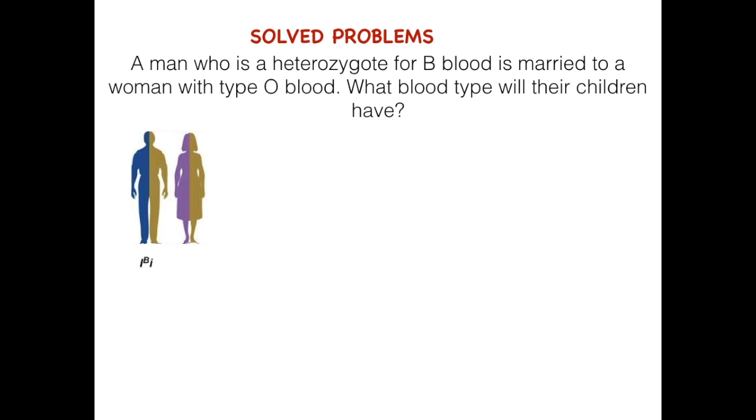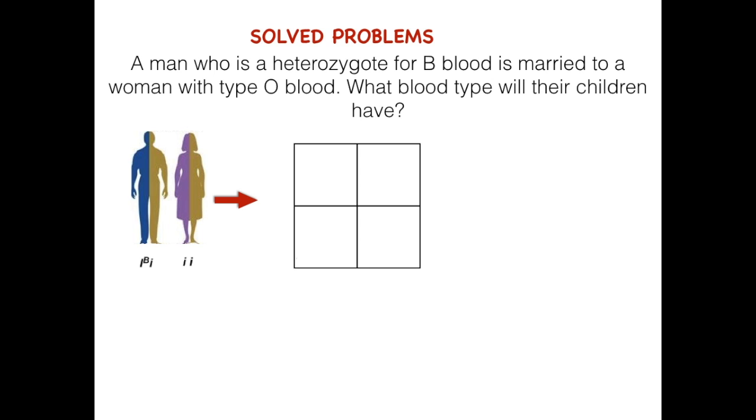Now, this person is married to a woman who has type O. We know that O is a recessive allele, right? So that means the woman has to have two small i alleles, expressing the O blood type. So now we have figured out the genotype. Now we will move on to making the cross.